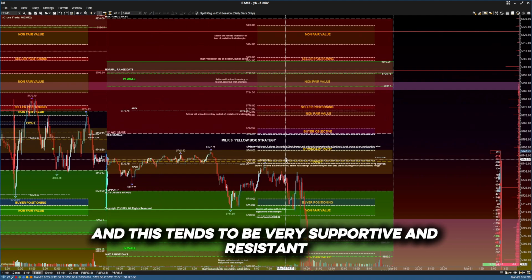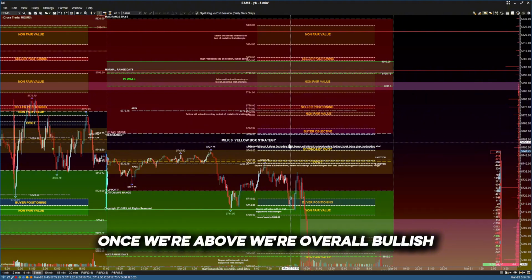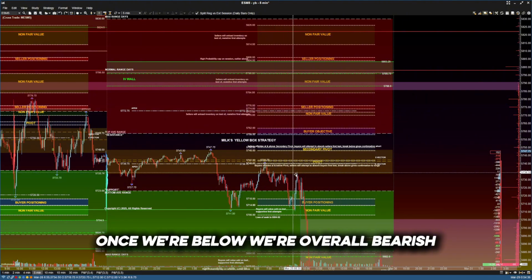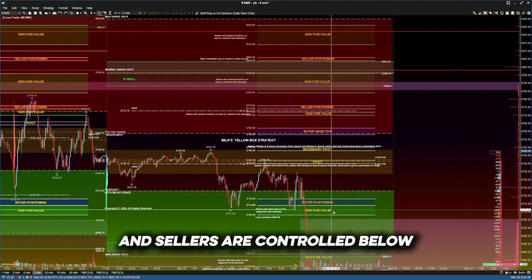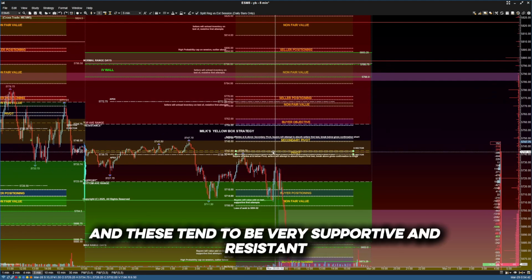And this tends to be very supportive and resistive. So you could play this as a zone. Once we're above, we're overall bullish. Once we're below, we're overall bearish. And sellers are in control below, buyers are in control above. And these tend to be very supportive and resistive.